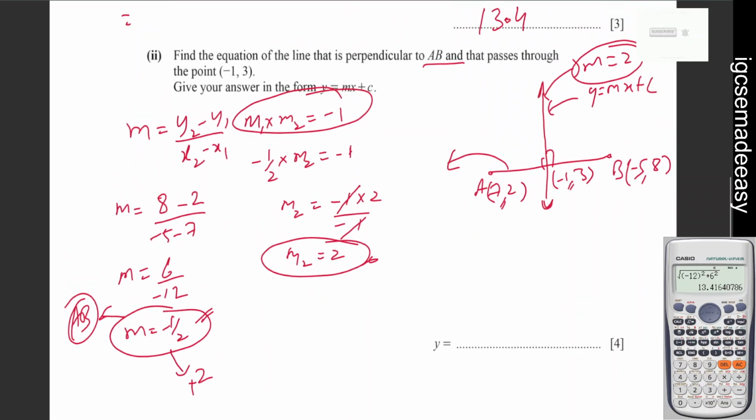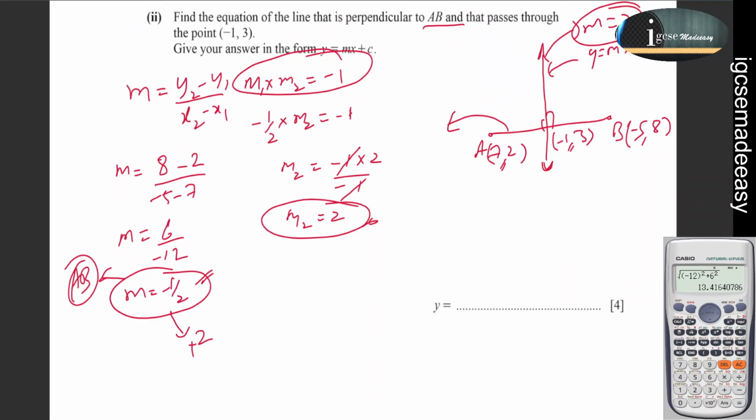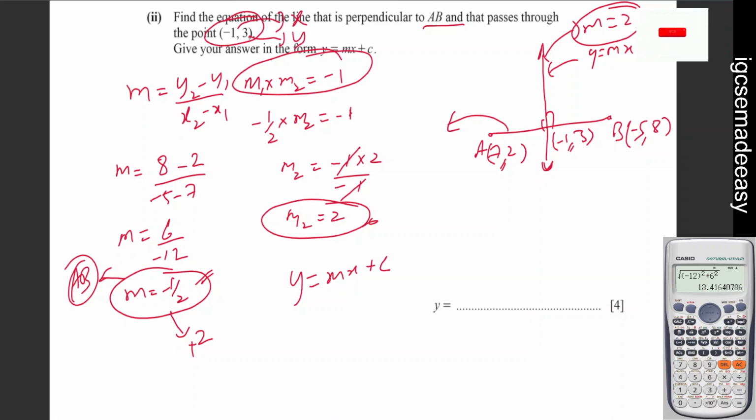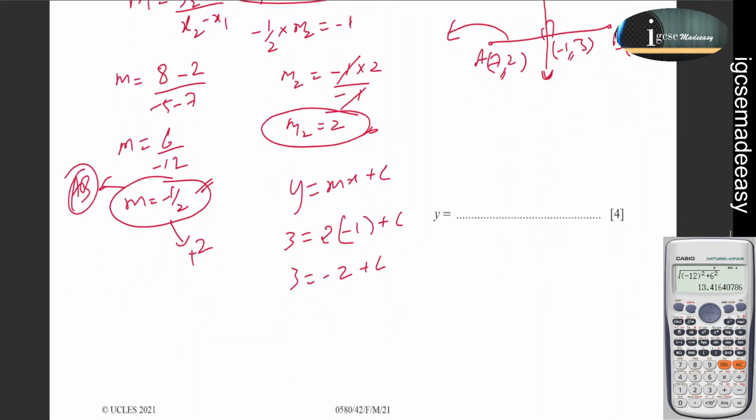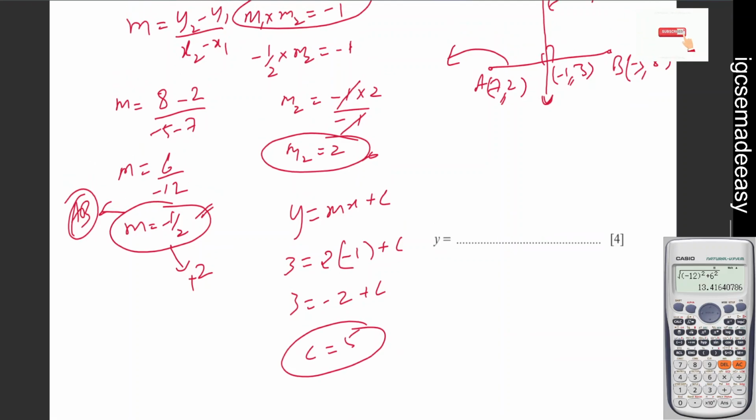Okay, once you have the value of m, we can go to the equation y equals mx plus c, where the values of x and y I can take from here, this is x and this is y. So y is 3 and m I got as 2, and x is minus 1, plus c. So 3 equals minus 2 plus c. So c will be equal to 3 plus 2, which is 5. So we got the value of c as 5.